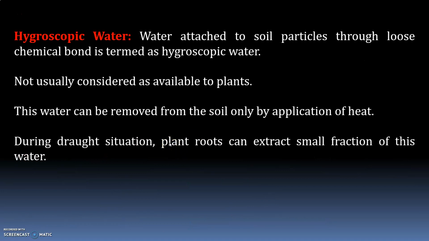Then hygroscopic water. Here, water attached to soil particles through loose chemical bonds is termed hygroscopic water. It is not usually considered as available to plants. This water is also not available to the plants. This water can be removed from the soil only by the application of heat. During drought situations, plant roots can extract a small fraction of this water. Only during drought situations can the plant absorb this water. So these are the three different types of water present in the soil.